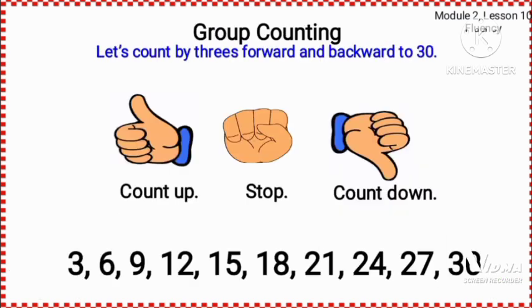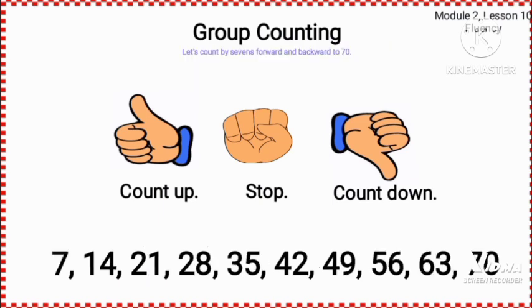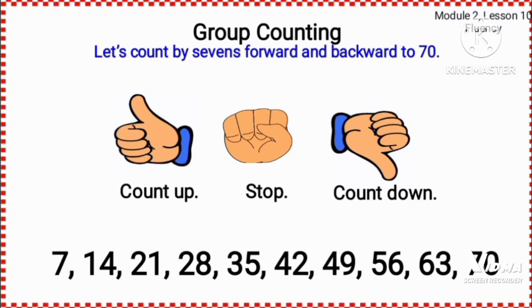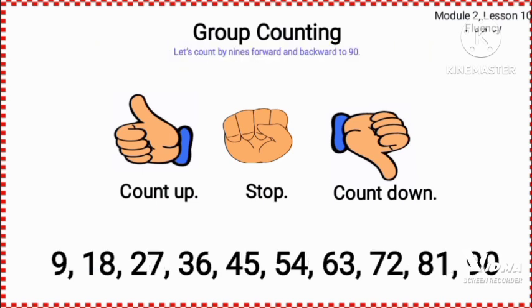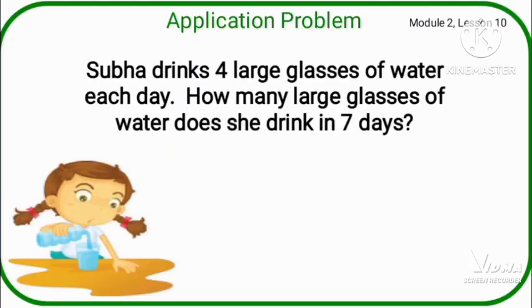Alright, so I need you to skip count by 3. That is your 3 times table, your 4 times table, your 6 times table, your 7 times table, 8 times table, and 9 times table. Just remind yourself of these ones. We've done them many times, so by now you must know them by heart.